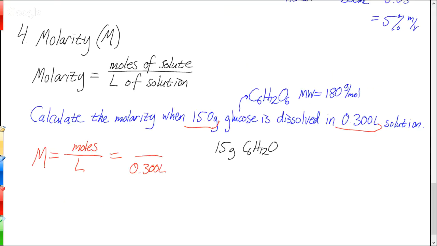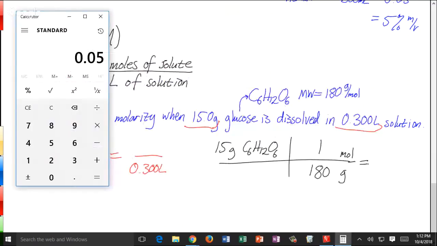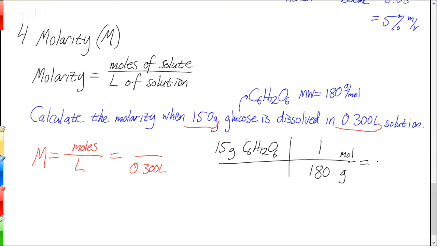We start with 15 grams C6H12O6, and we want to get rid of grams and instead have moles. So we use the molar mass to do that. The molar mass tells us there are 180 grams per each mole. So that means that 15 grams is 0.083 moles of glucose. So now we have our moles. We can divide moles by liters and get molarity.